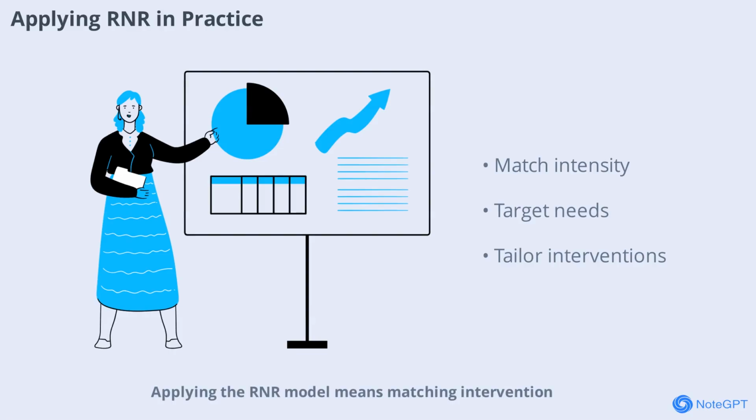Applying the R&R model means matching intervention intensity to risk level and targeting dynamic needs. For example, a high-risk individual with procriminal peers and substance misuse might receive intensive CBT-based programs, while a lower-risk person with stable employment but anger issues might get focused anger management. This approach maximizes engagement and effectiveness by tailoring to individual needs.